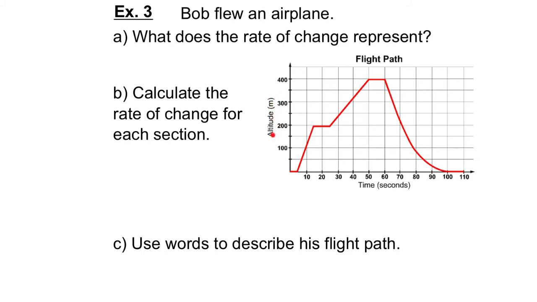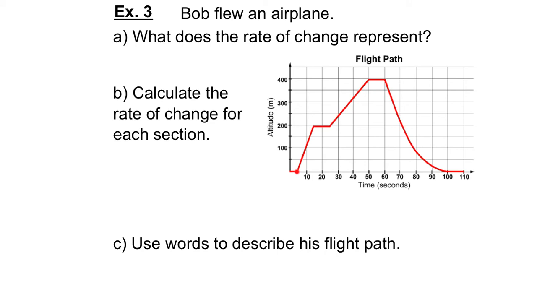What does altitude mean? Well, if you're not sure, altitude means the height above the ground. And we have time in seconds. So we can see over the span of time his altitude. Okay, so his altitude, he starts at zero, so he's on the ground.